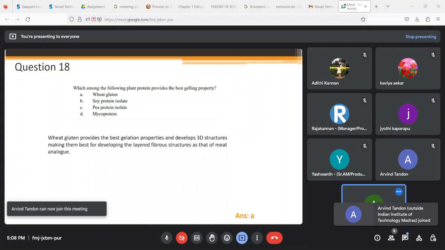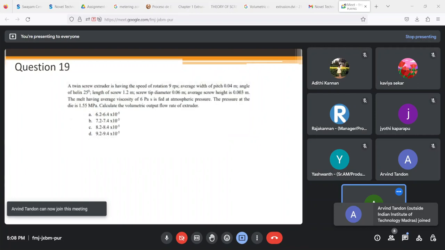And you often don't want mycoproteins inside your food product because often mycoproteins are considered as pathogenic in nature. It often reduces the nutritional value of your food product, because these mycoproteins come from toxic fungus. So you do not prefer mycoproteins in your food product, and you make sure that you do not have mycoproteins in your product.